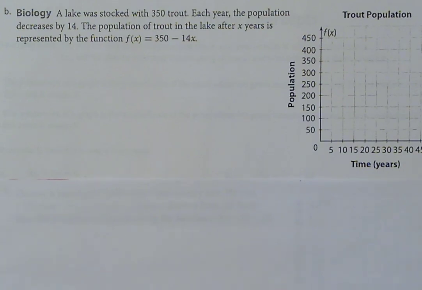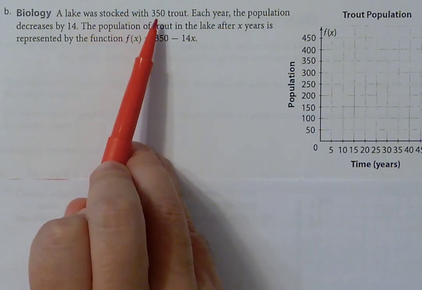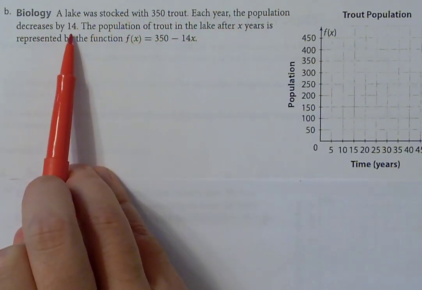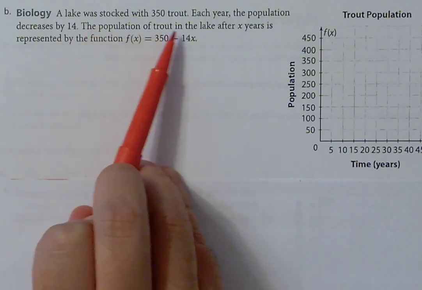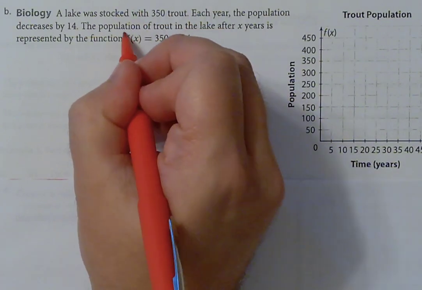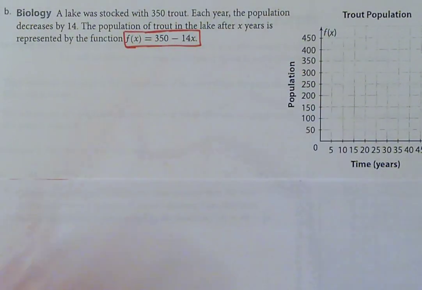All right, first thing, we have a lake was stocked with 350 trout. Each year the population decreases by 14. The population of trout in the lake after X years is represented by the function f of x equals 350 minus 14x.